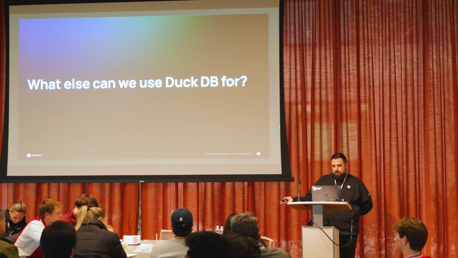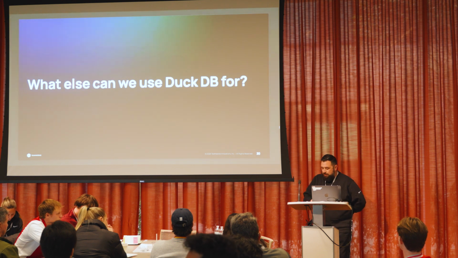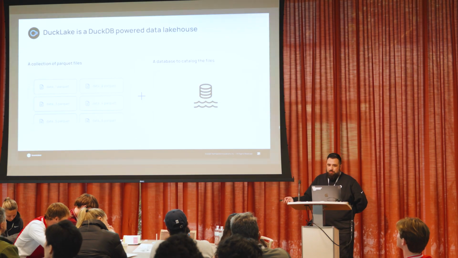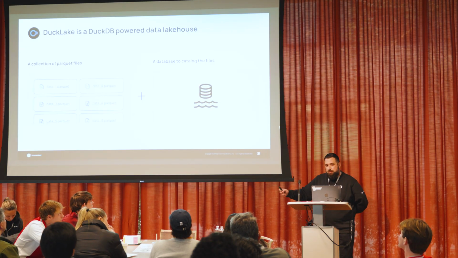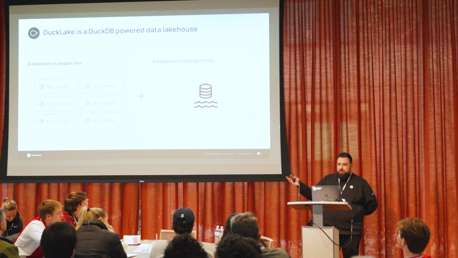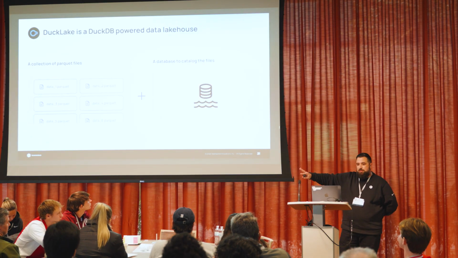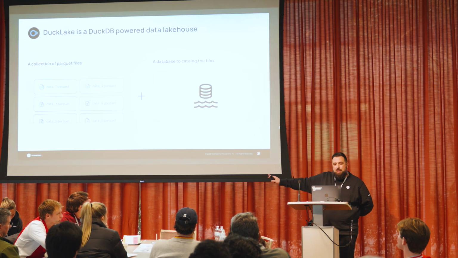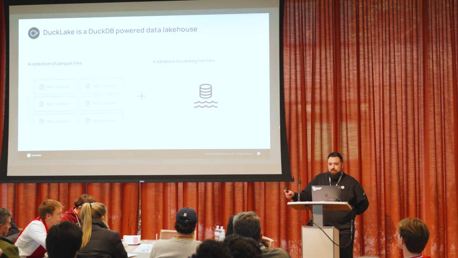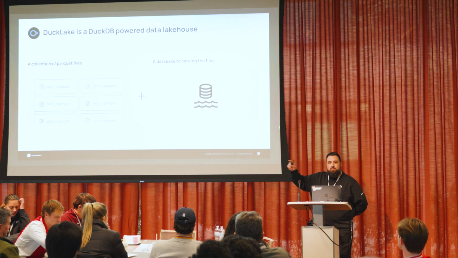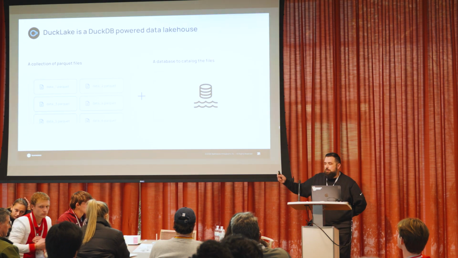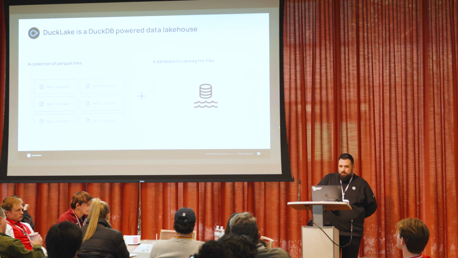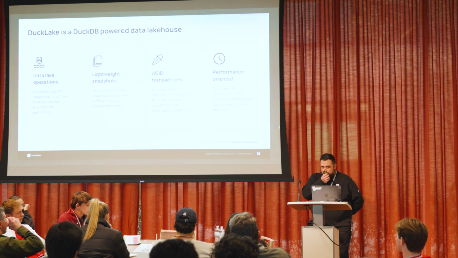So we've been looking at, well, what else can we use it for, right? It's kind of solved all these other problems. And so one of the things we're looking into is called Duck Lake, which is a data lakehouse powered by DuckDB, which if you're not familiar, it's a whole bunch of files that is usually on an S3 type thing, and then a database to catalog the files. So we can think of it kind of like a library where each book is each one of these data files, and then you have your library catalog that tells you what files you have and where they're at.